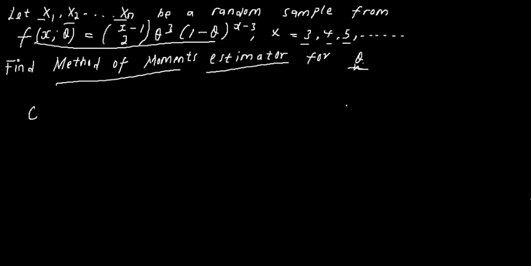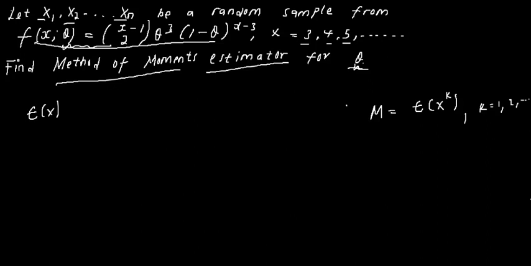We need to find the expected value of the distribution that we have. But why are we doing this? If we recall method of moments, let me just write that here. The moment about the origin, m_k, is simply equal to the expected value of X to the kth power, where k can start from 1 and go on.